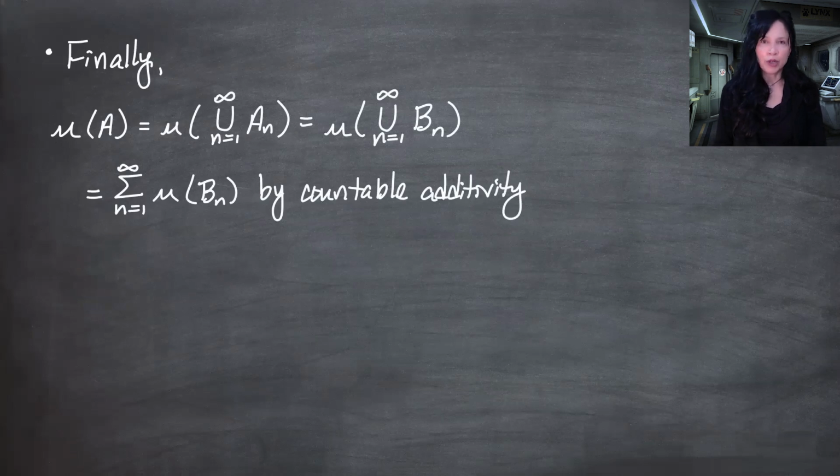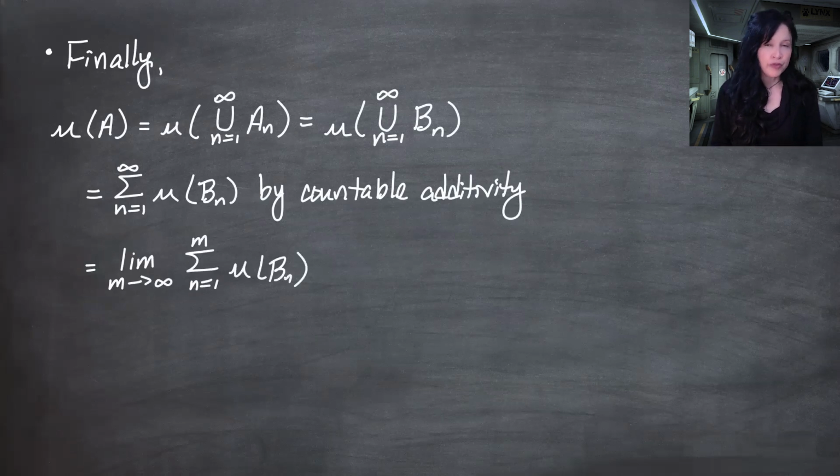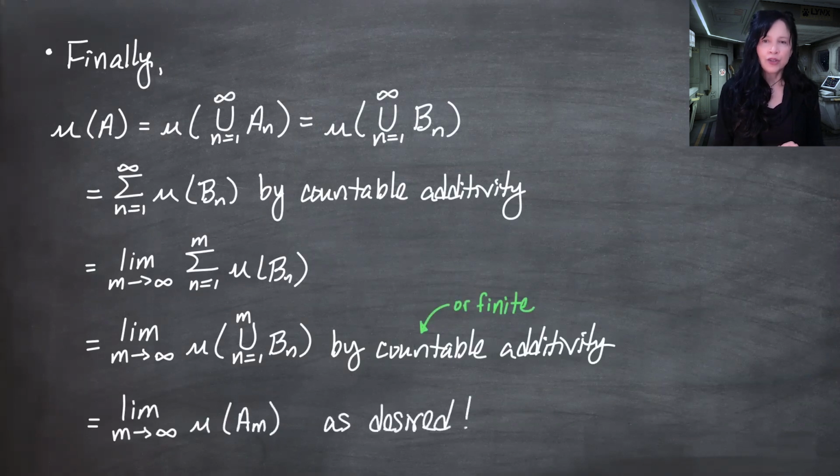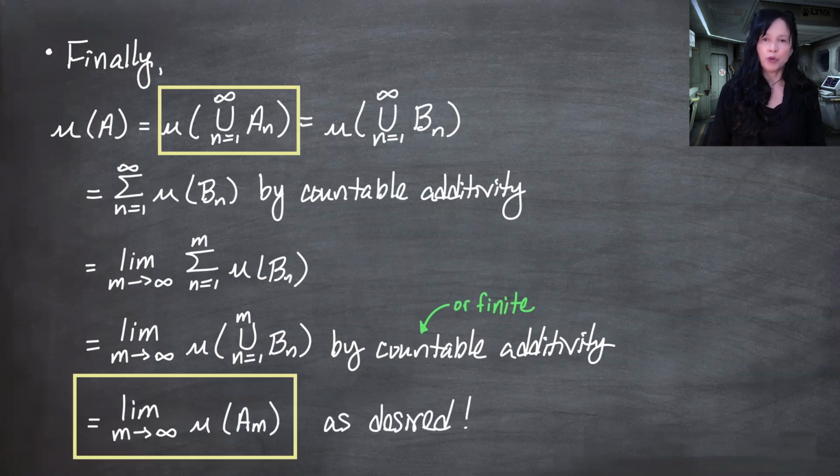And then I can rewrite this as a limit, right? The definition of this infinite sum. This is a limit as m goes to infinity of the sum as n goes from 1 to m of the mu measure of Bn. And I can bring the sum back in with countable additivity, or really it's finite additivity, that's still countable additivity, to get the mu measure of the union as n goes from 1 to m of Bn. But remember, this is one way you can write Am. So we're done. We have the mu measure of the union of all the A's written as the limit of the individual mu measures. And this, we're done proving continuity from below.